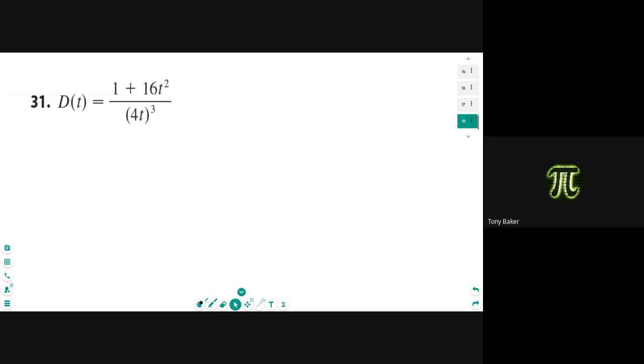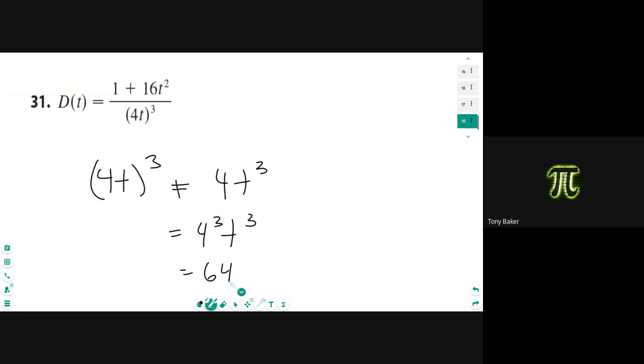Having fun yet? You're gonna remember all those algebra rules by the end of this class. All right. 4t to the third is not 4t to the third. Okay, that is not that. It is 4 to the third t to the third, which would be 64 t to the third.